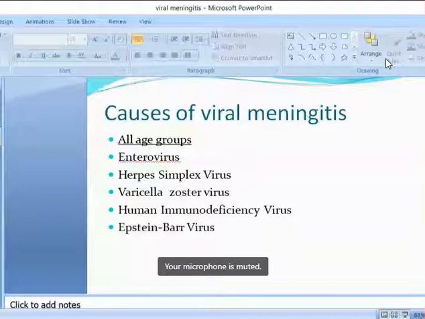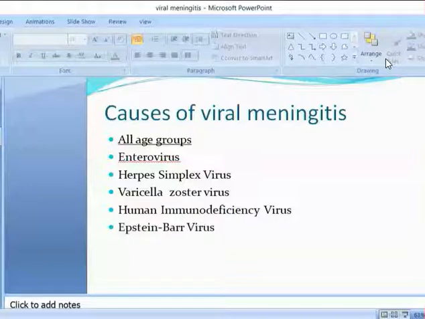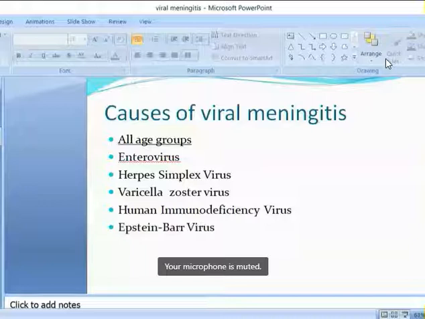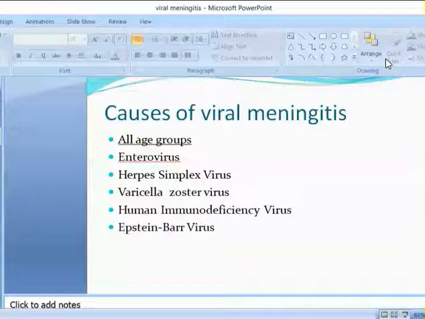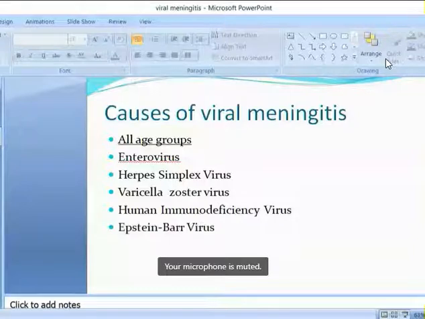Enterovirus is the leading cause, followed by the herpes simplex virus, then the varicella zoster virus, which causes chickenpox. Then we have the human immunodeficiency virus, and finally the Epstein-Barr virus. This is in all the age groups. So the first one is enteroviruses. HIV is also common because of the pandemic of the HIV.